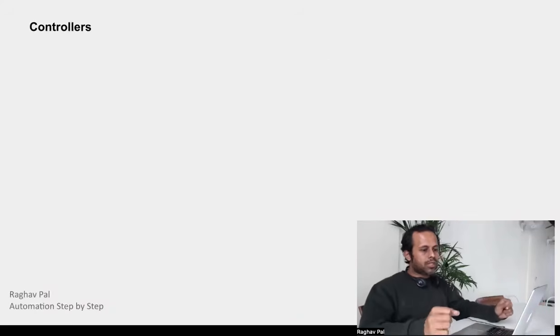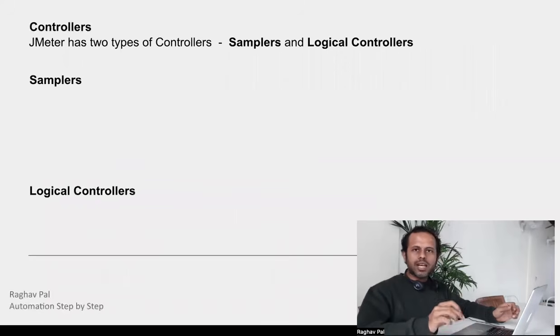Now coming to controllers in JMeter. In JMeter, we have two types of controller. We have samplers and logical controllers. Samplers and logical controllers both are controllers in JMeter. And these are called controllers because they are the elements that actually process the request.